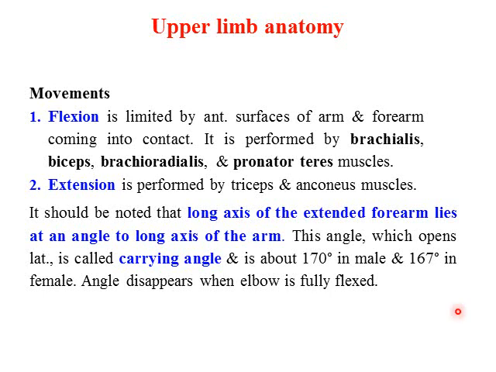Movements which are possible at the level of the elbow joint are flexion and extension. But keep in mind that the flexion movement is limited by the anterior surfaces of the arm and forearm when they come into contact. Flexion is performed by brachialis, biceps, coracobrachialis, and pronator teres muscles, while extension is performed by triceps and anconeus muscles.